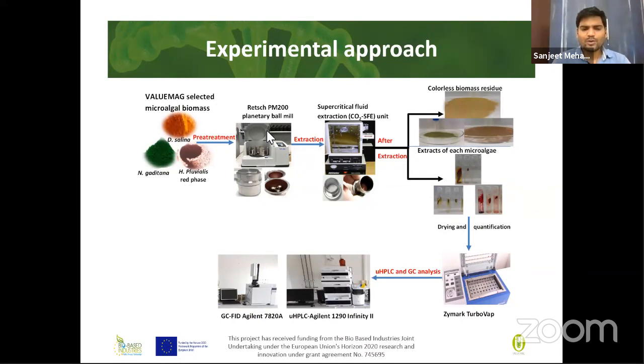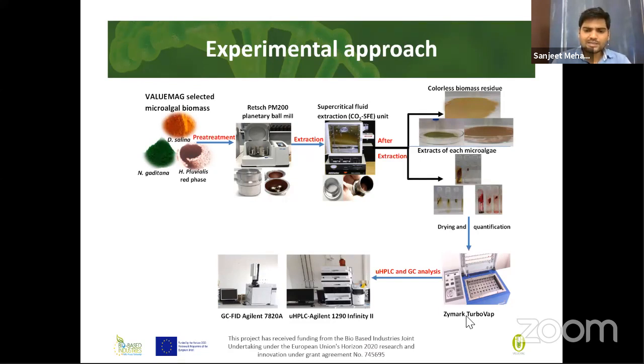Firstly, we optimized the pretreatment conditions for each microalgae strain, and then also the extraction conditions. After the extraction, we found that most of the biomass, like Dunaliella salina, which was a yellow-orange biomass, turned into a very light color. So most of the pigments were extracted. Here we can see the extract that contains bioactive compounds, and this quantity is very low. This extract can be used directly in the nutraceutical sector.